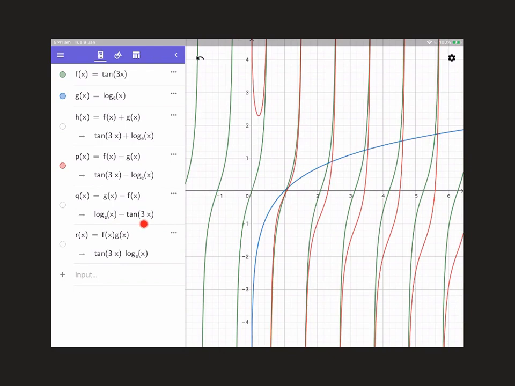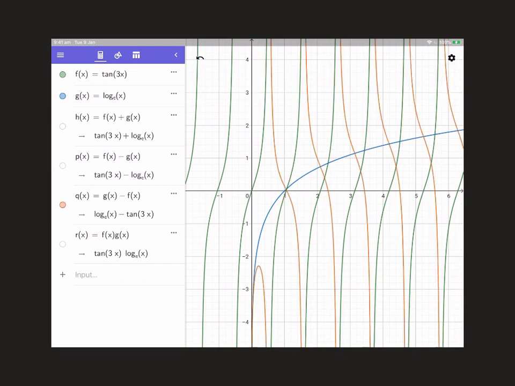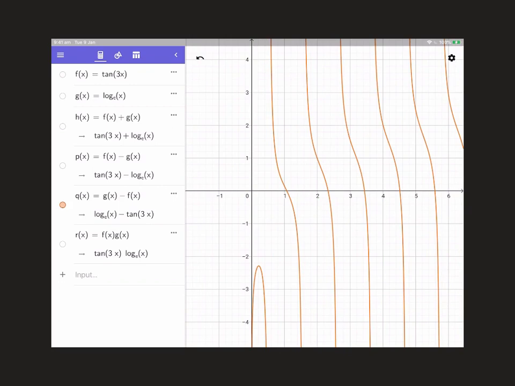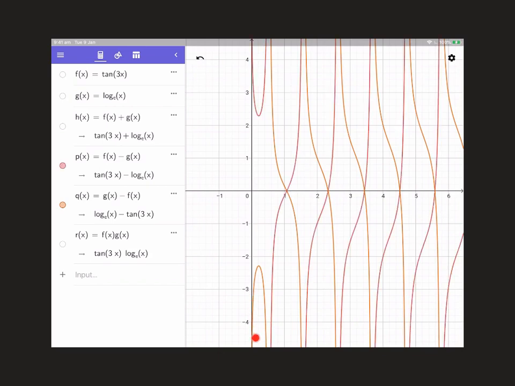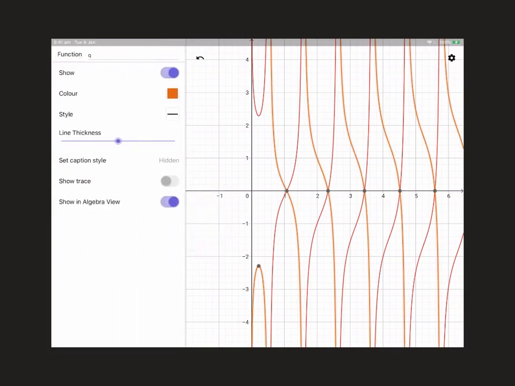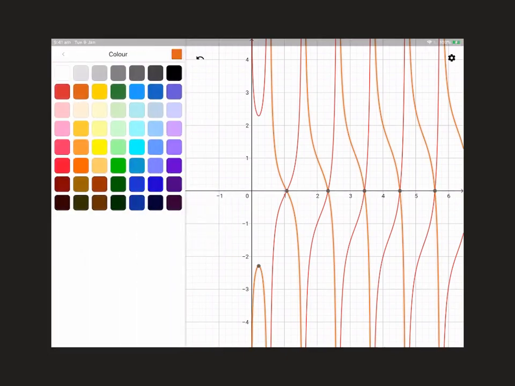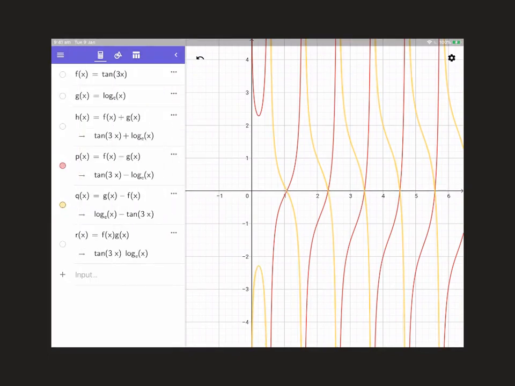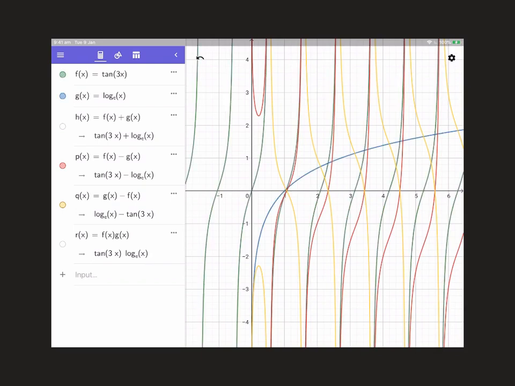So let's just wait a sec. There it is there. So this is log e of x minus tan of 3x, and you can see the position of the vertical asymptotes. You can see it asymptoting here. These are the two subtractions that are mirrored images of each other again. So one's f of x minus g of x, the other one is g of x minus f of x. I'm just going to change up the colour on one of them so that it's easier to see. There we go. So now you can clearly see the difference between the two.